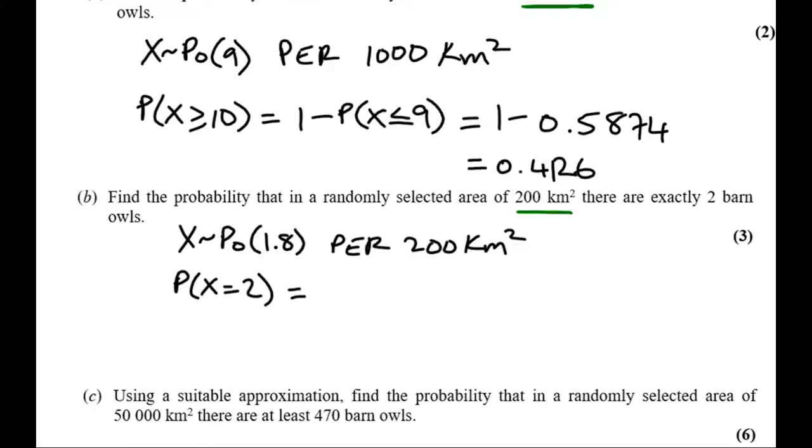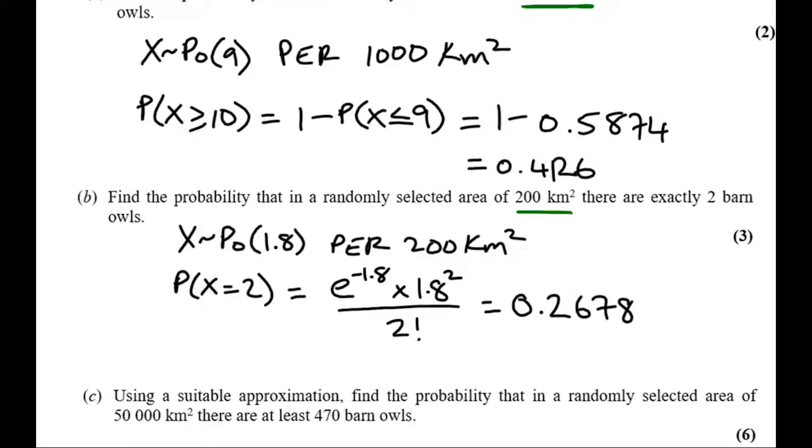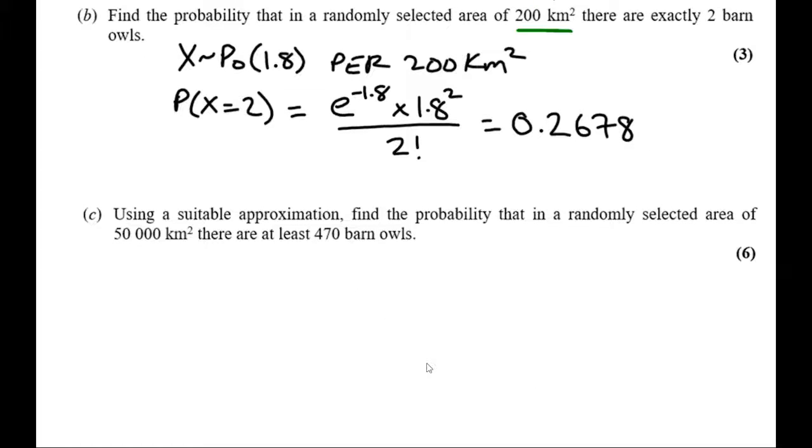1.8 is not in the Poisson tables, so that indicates I'll be using the probability function itself. So the probability function is e to the minus lambda multiplied by lambda to the power of x, all divided by 2 factorial. Plugging this into your calculator, we should get 0.2678.